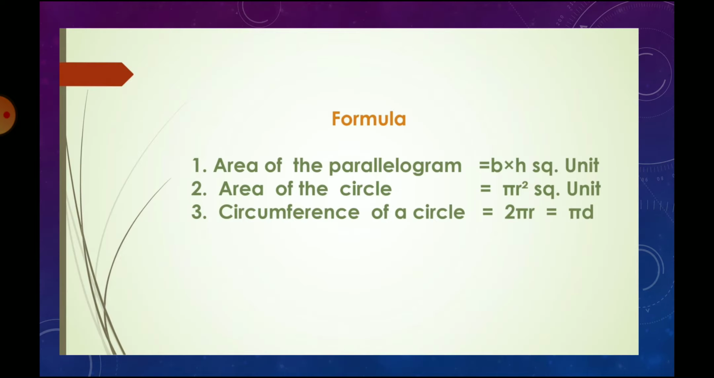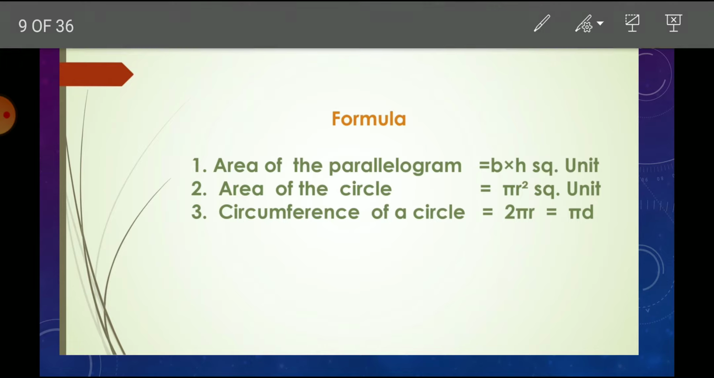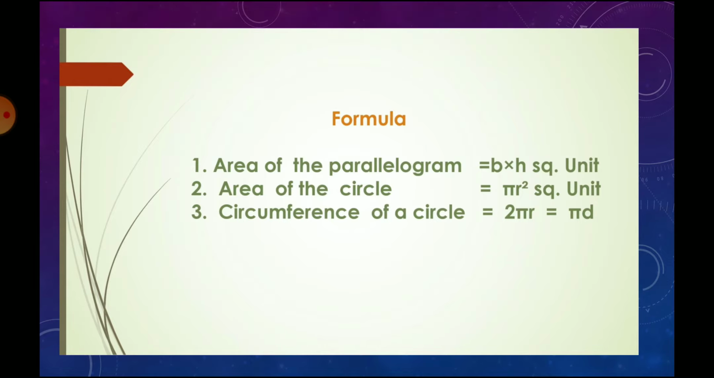Then formulas for area of the parallelogram: b into h. Then area of the circle is pi r square units. Then circumference of a circle is 2 pi r. If they give the value of the diameter, we can use the formula pi d.